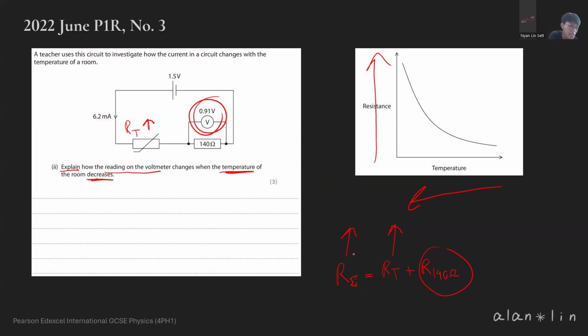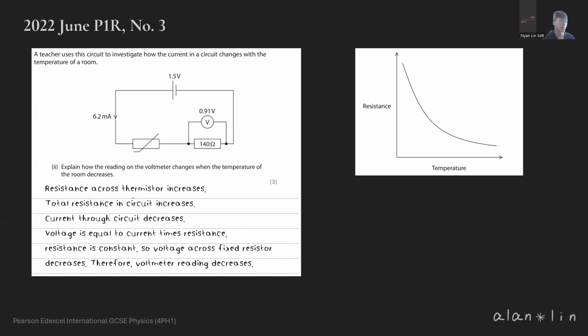Okay, how does an increase in the total resistance have an impact on the total current through the circuit? Well, because the resistance is higher, the current through the circuit will decrease. So I is going to decrease. And now we come and take a look at the fixed resistor. Because we have V is equal to IR, this one is constant, the current has gone down, and therefore the voltage across the fixed resistor will also go down. And that right there is our answer.